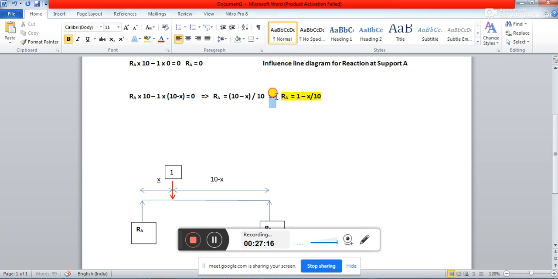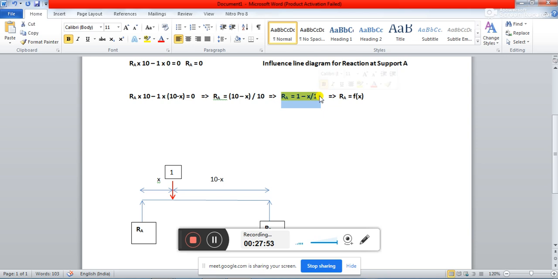So you are representing this RA as a function of x, correct? For every value of x, you can find out what is the value of RA. And if you see this equation, what does this equation show?